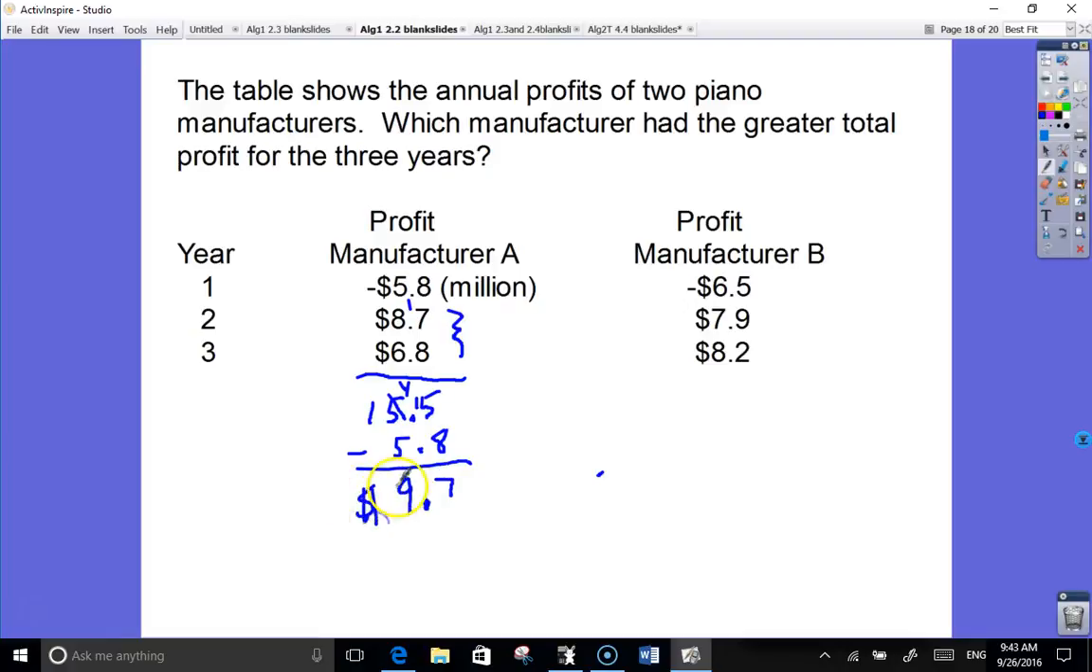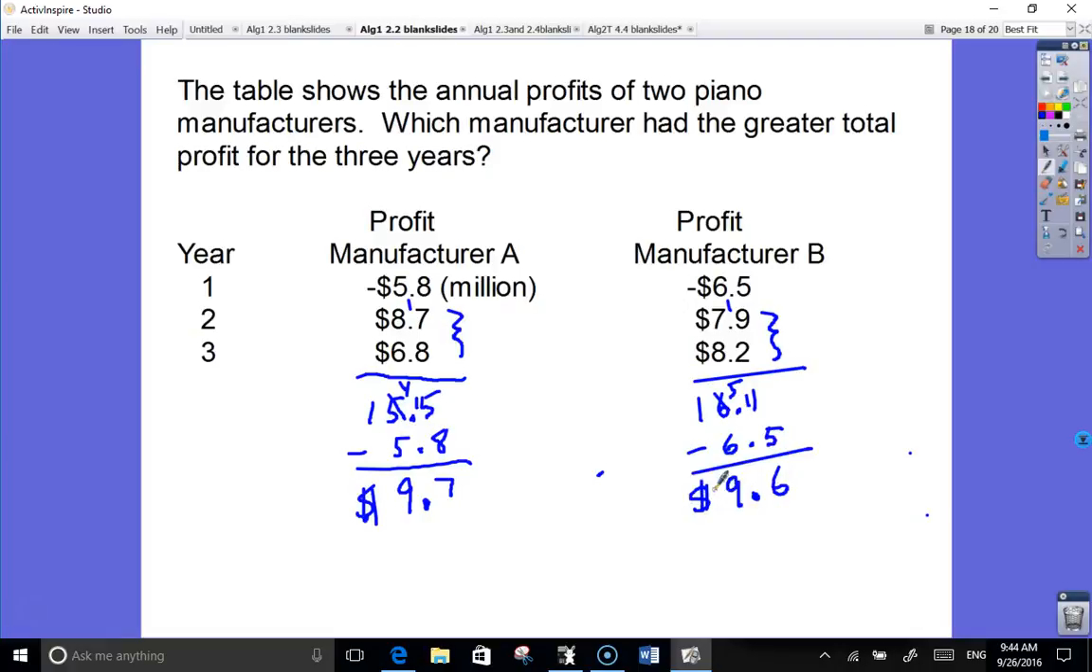That's pretty good. Okay, let's do the same thing over here. Let's add up the 2 positive numbers first. Right? What's 7.9 and 8.2? Okay, 9 plus 2 is 11. 16.1. Okay, now which has a greater absolute value, the 16.1 or the negative 6.5? The 16.1. So we're going to subtract 6.5. 11 minus 5 is 6. 15 minus 6 is 9.